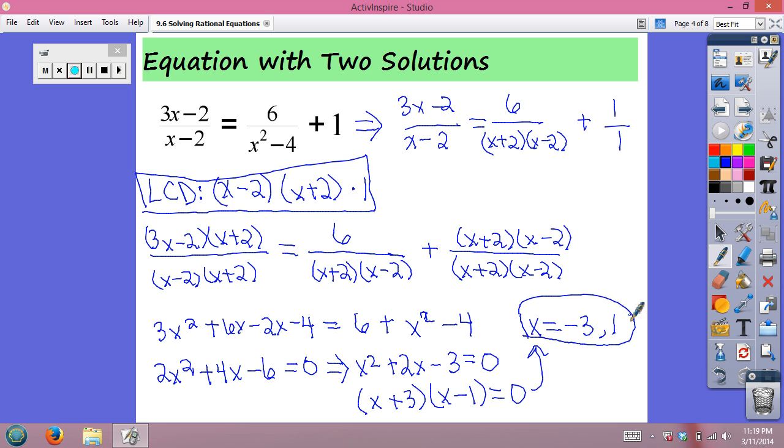Once again, we have to check for extraneous solutions. So if we plugged a negative 3 into either of these, we would be fine. We would not get 0 in the denominator. And same for 1. We'd get negative 1 here and negative 3 here, so we're fine. These are our two solutions to this equation.